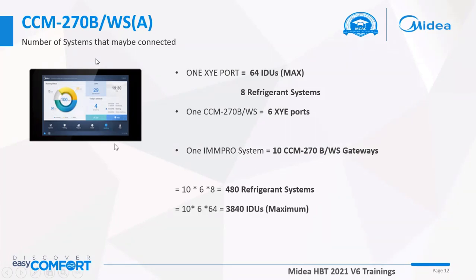10 such devices can be connected with one computer. Each has 6 ports, and one port can connect 8 systems. So we come up with these numbers: 10 multiplied by 6 multiplied by 8, 480 refrigerant systems, or 3840 indoor units for the Immpro plus 10.1 system we can get.